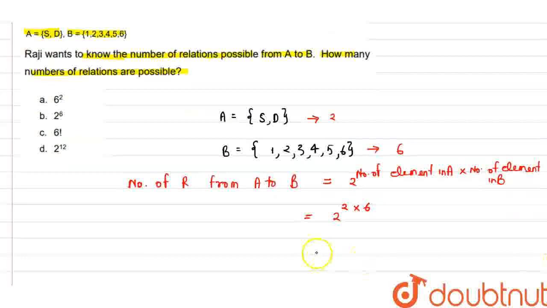So here the number of relations from A to B is 2 power 12. So the given option is D. So D is our right answer. Thank you.